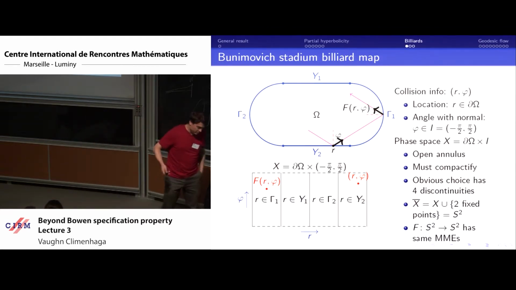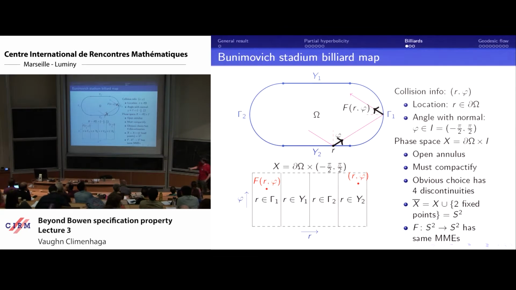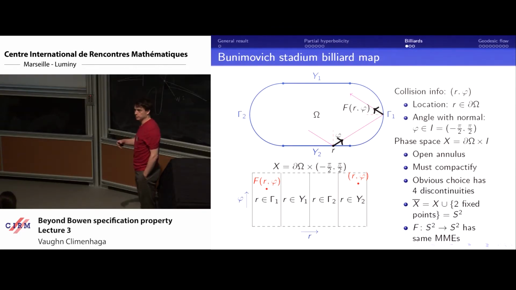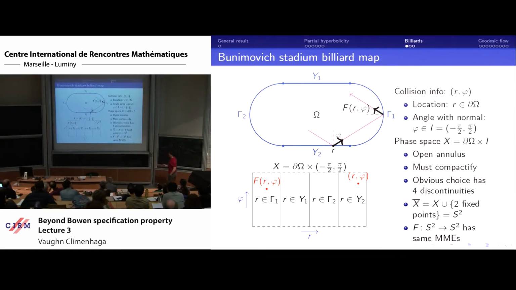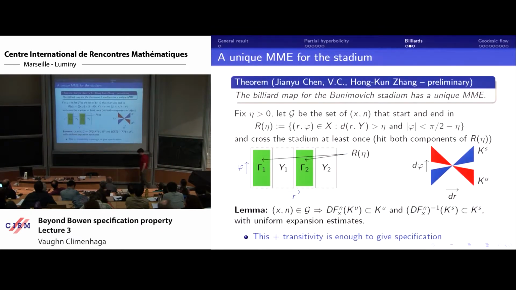The relationship between this and the original system is that the space of ergodic invariant measures is the same except for these 2 delta measures on fixed points, which make no contribution to the problem of an MME, so you can ignore them. So if we can prove MME for the continuous extension, it's enough for the stadium. And that's what we do.